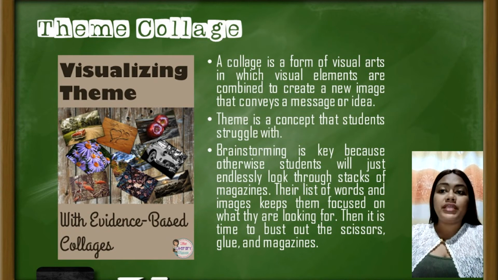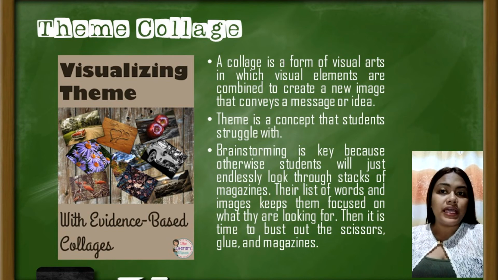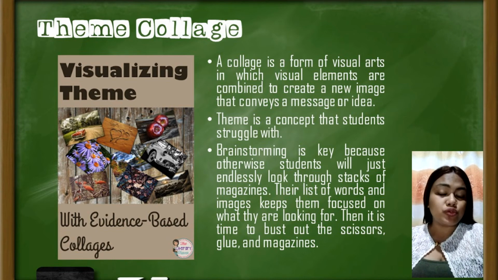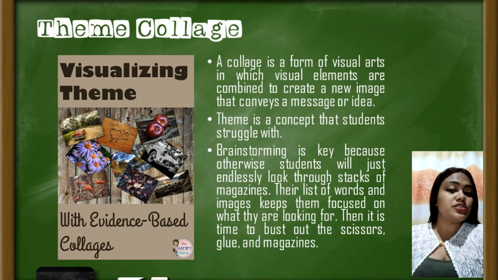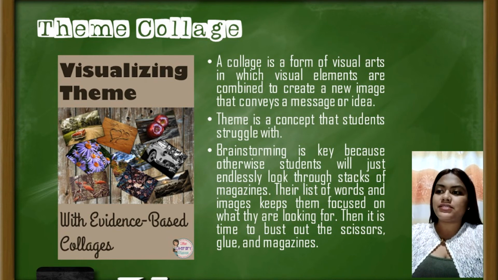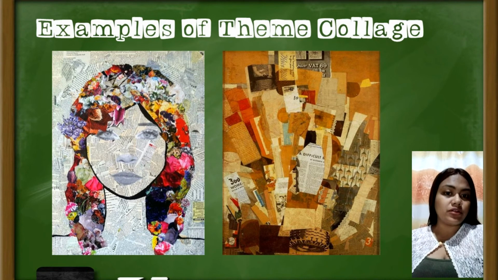Another, we have theme collage. A collage is a form of visual arts in which visual elements are combined to create a new image that conveys a message or idea. Theme is a concept that students struggle with. Brainstorming is key because otherwise students will just endlessly look through stacks of magazines. Their list of words and images keeps them focused on what they are looking for. Then it is the time to bust out the scissors, glue, and magazines. Here we have examples of a theme collage.